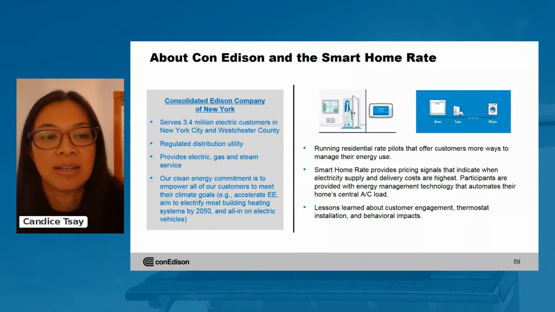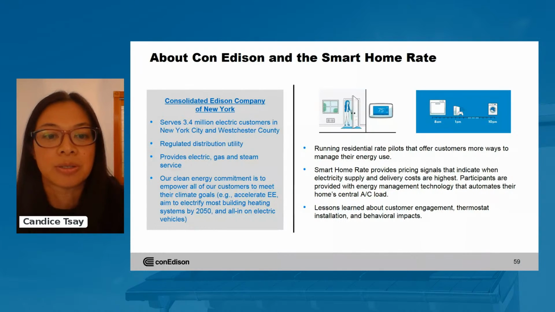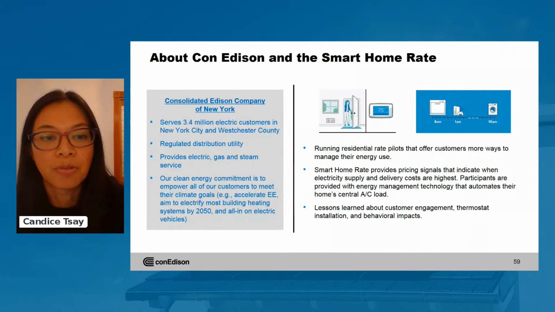I'm fortunate to work in one of the many areas of our company working toward our company's clean energy commitment. So we have efforts to empower all of our customers to meet their climate goals, whether that's accelerating energy efficiency, electrifying most building heating systems by 2050, and making all-in efforts on electric vehicles. And my experience is managing our smart home rate project, which is one of a number of recent residential rate pilots that our company is running with the goal of offering customers more ways to manage their energy use, where it's not only about how much electricity they use, but when they use it. That's important for lowering emissions and for keeping costs low for our customers in the long term.